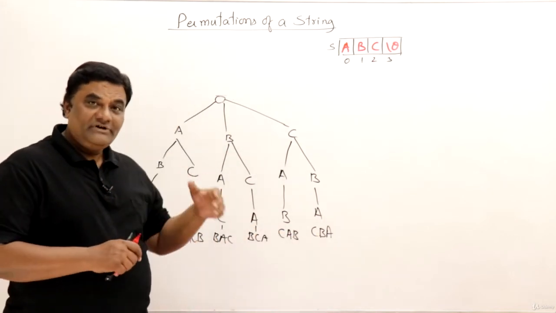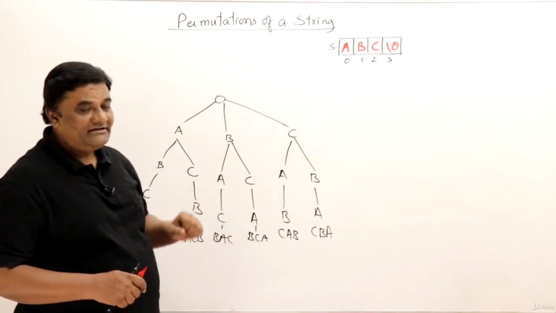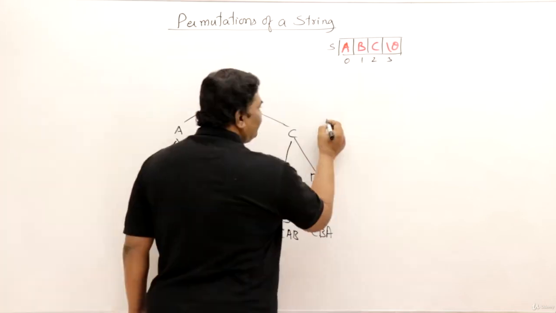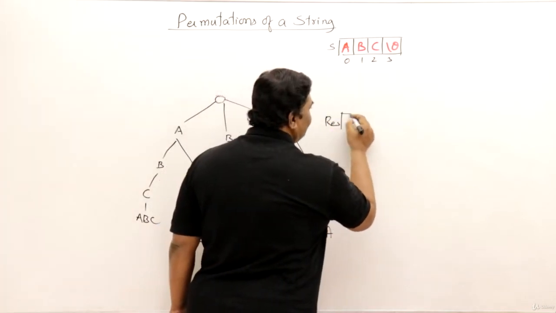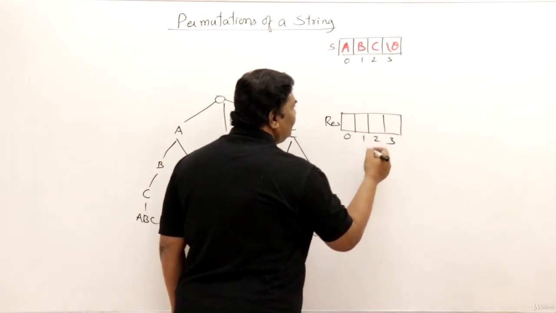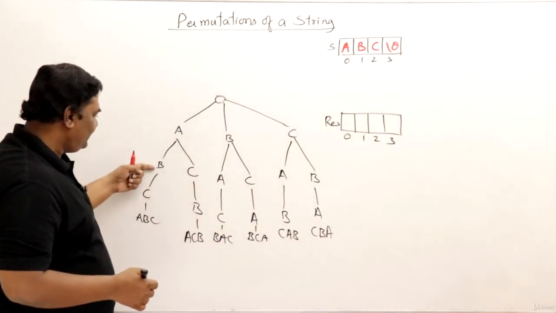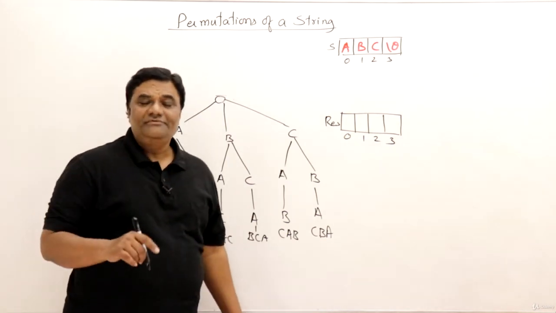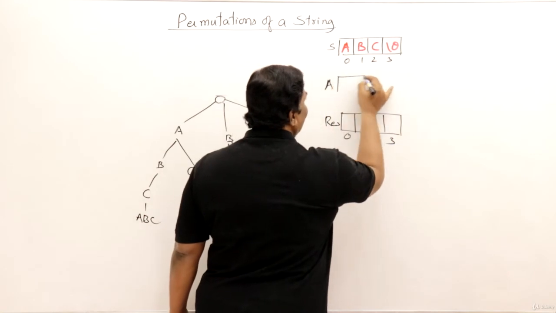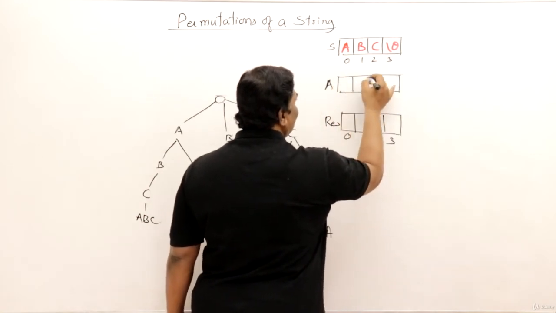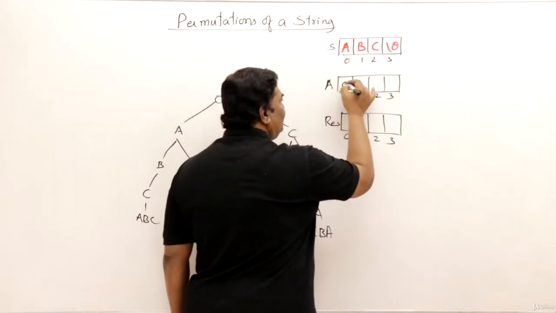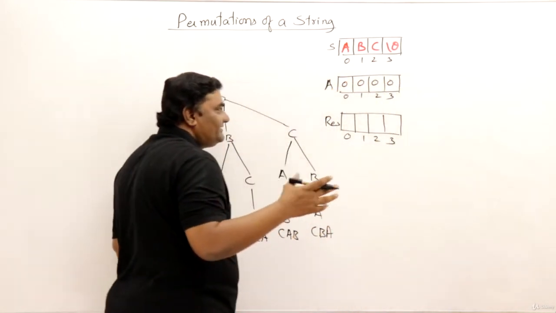So we need a few data structures here. Already we have a string, but we need to prepare the result. So let us take a result. We'll take an array as a result. This should be of the same size, indices 0, 1, 2, 3. In this we will be storing these alphabets A, B, C. Then we should also know which one is included and which is not included. So for that we will maintain a flag array. I will call it A, and this is 0, 1, 2, 3. Initially all these values are 0, which means nothing is selected.